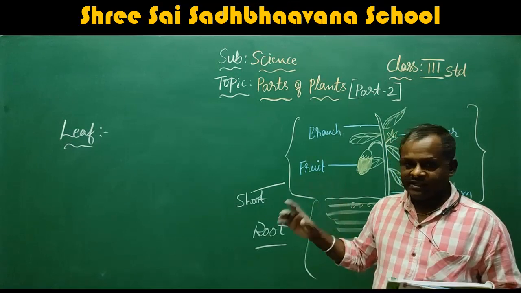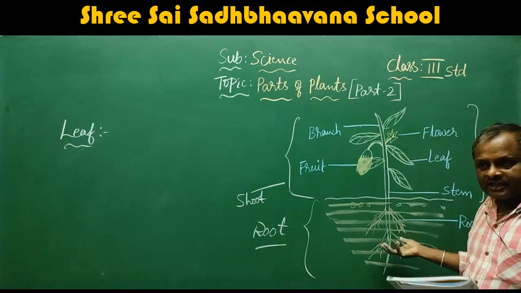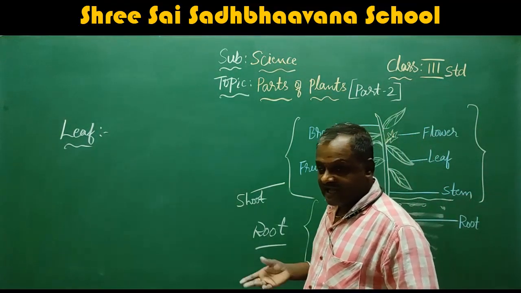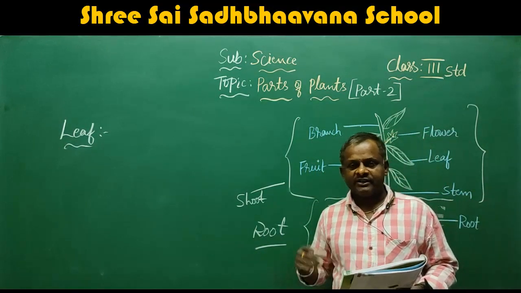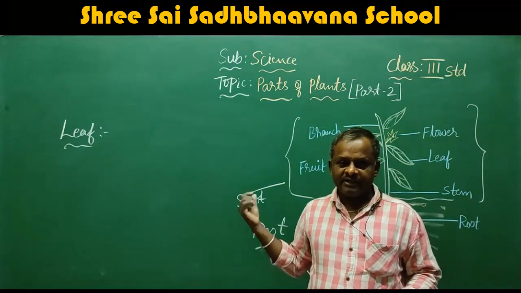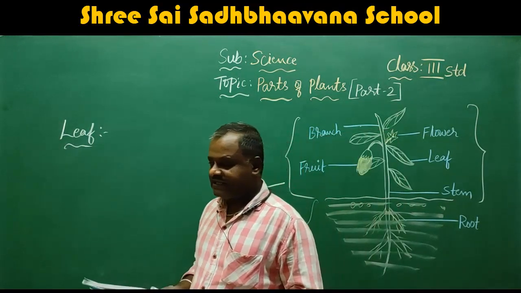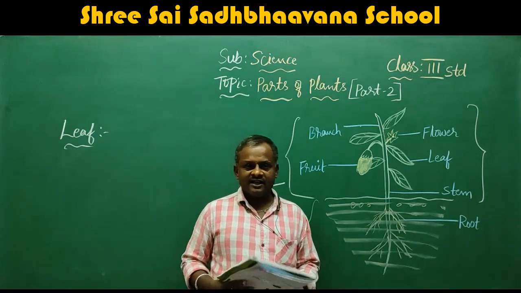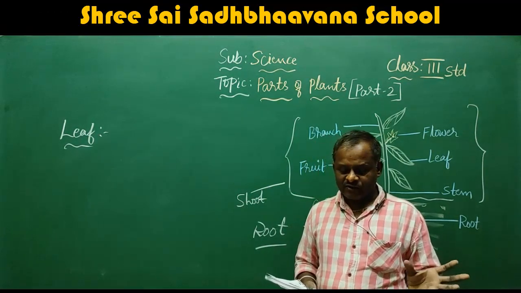What is the function of the stem? It supplies the water and everything absorbed by the root to all the parts of the body, as well as the food prepared in the leaves by photosynthesis, to the other parts through the stem only. And we eat some stems, for example sugarcane, potato, ginger, because they are the food stored stems.